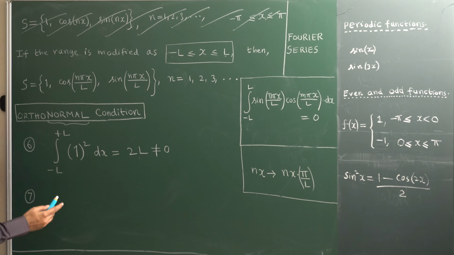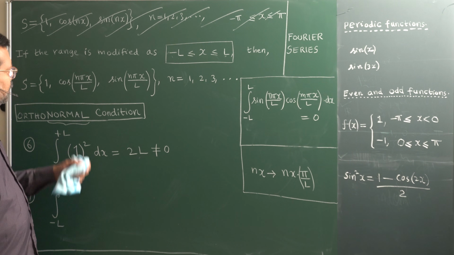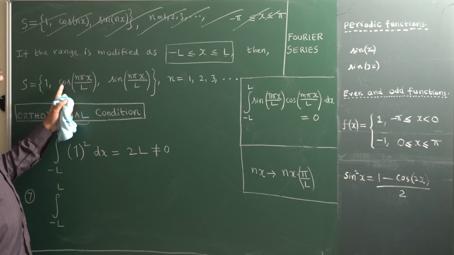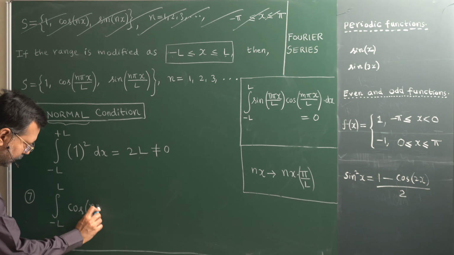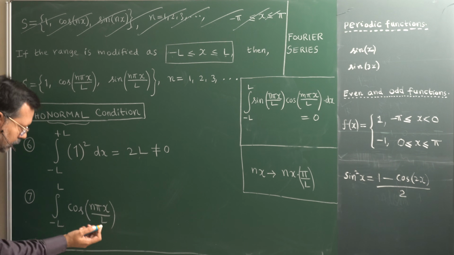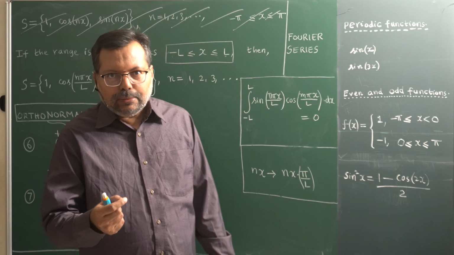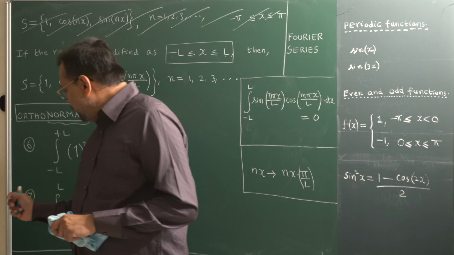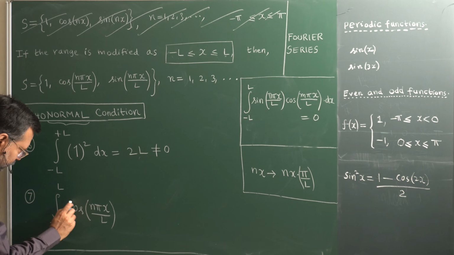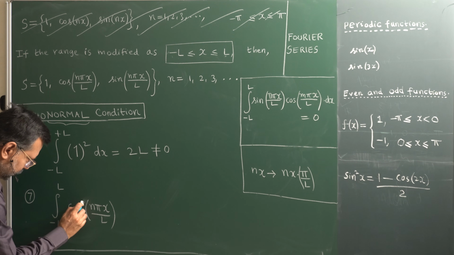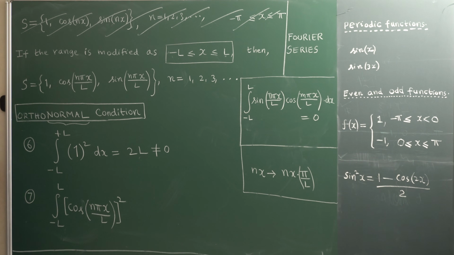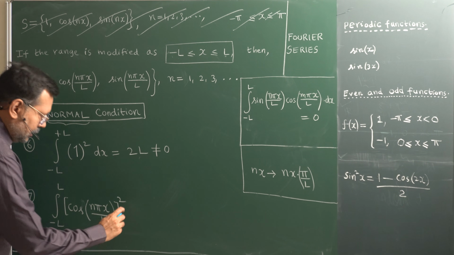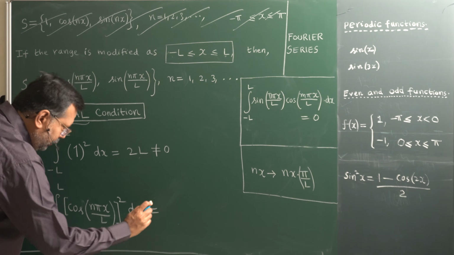And similarly, see, this is the 6th condition. The 7th condition is once again similar, the integral from minus L to plus L. Now let us take the cos square, because cos n pi x by L is there. So cos n pi x by L is one element and we are going to square it. So it is cos square of n pi x by L, then you get the dx here, and you can evaluate this.